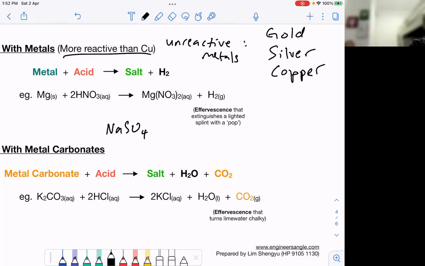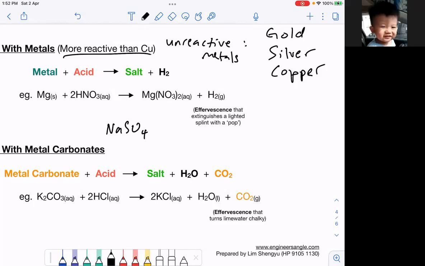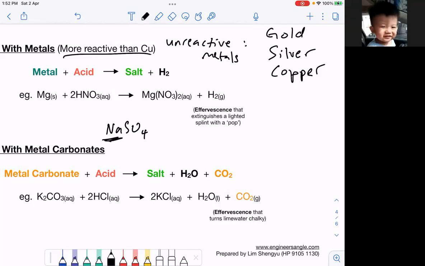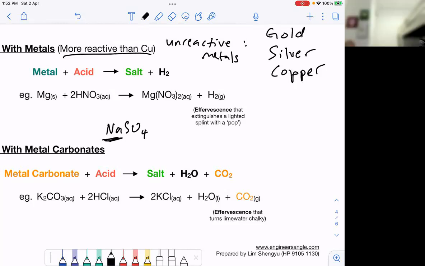Wait, how come you go SO2? What are you talking about? Sodium. What is the sodium ion? Tell me. Hold on. Do I need to show you the periodic table? No, I have it.